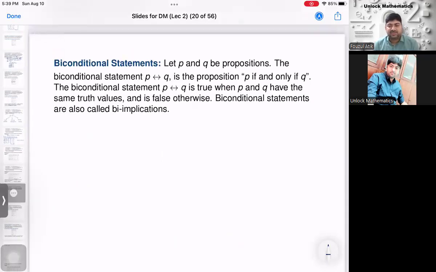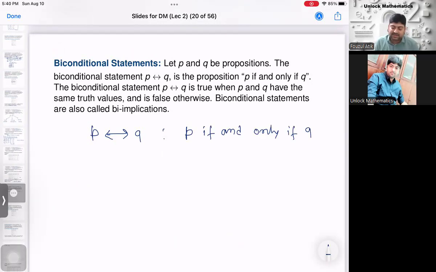Okay, I'll be discussing a new compound proposition, which is called the biconditional statement. Initially, in the previous one, we had P and Q, two propositions. Then we made a proposition called the conditional statement. Now you are making a new proposition called the biconditional statement. And how do you read it? You read it as P if and only if Q.